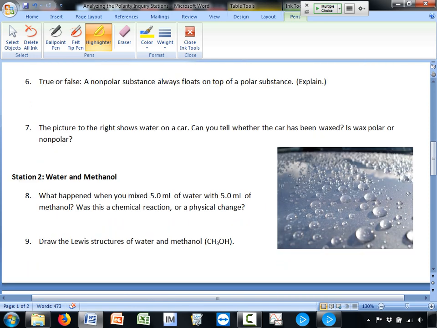Can we tell whether this car has been waxed? It looks like it has been waxed, okay? Wax is nonpolar. Fats, waxes, oils, all of those are nonpolar. And so why is the water beading up? Literally it is making the smallest portion of its water droplet in contact with this nonpolar wax.